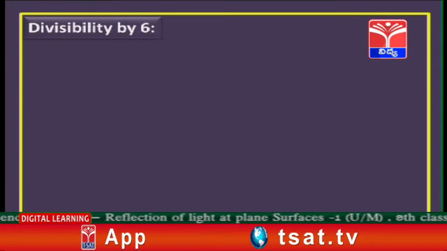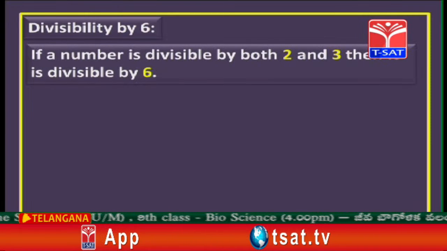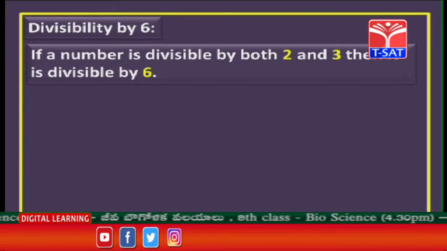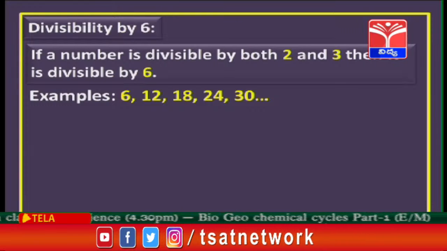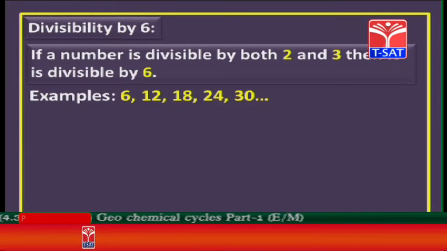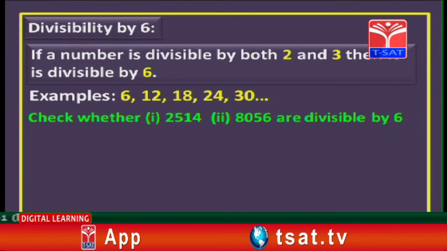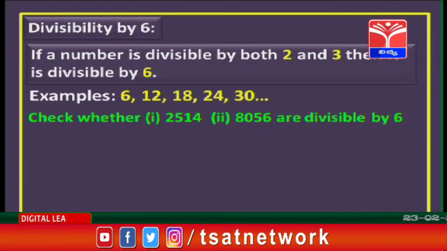Let us move on to our next divisibility rule, which is divisibility by 6. If a number is divisible by both 2 and 3, then it is divisible by 6. Let us take some examples, children, like 6, 12, 18, 24, 30, and so on. These are all examples of numbers which are divisible by 6. Let us understand them. I am taking an example here, 2514 and 8056, and I am going to check whether they are divisible by 6 or not.